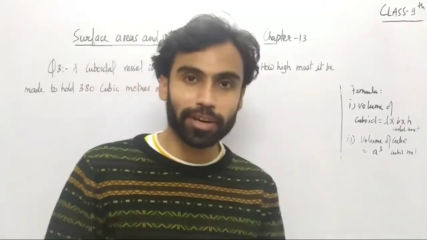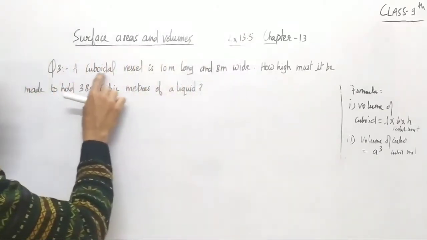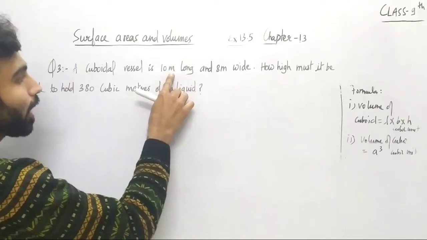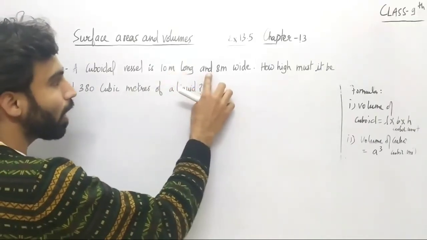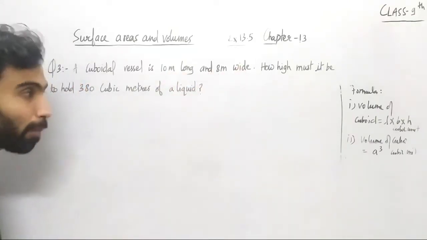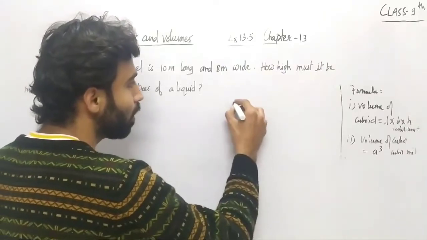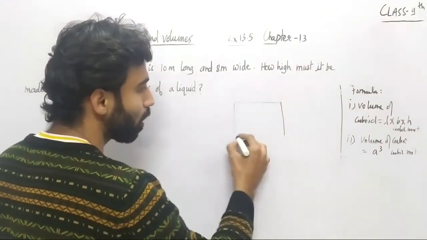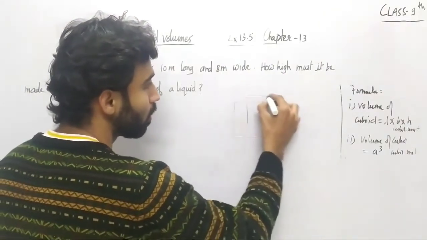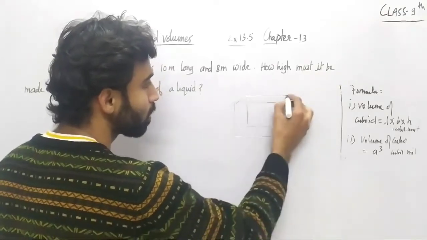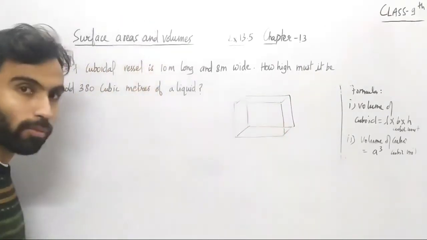So इसके अंदर हमें क्या given है? Let me just read it first. So a cuboidal vessel is 10 meter long and 8 meter wide. So यहाँ पे आपको एक cuboidal vessel given है. So let me just draw a cuboidal vessel here. So you can see something like this, right? So this is a cuboidal vessel.